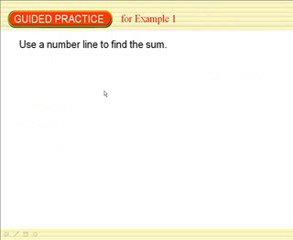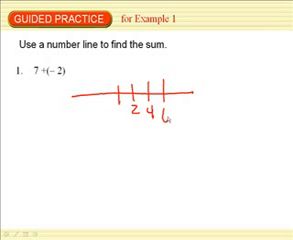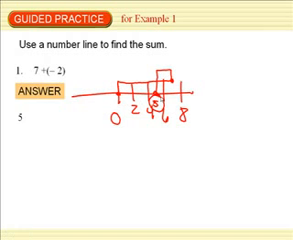Okay, so for our guided practice, using a number line to find the sum, if we know we got to go all the way to 7, let's go by 2s. 2, 4, 6, 8. So the first thing I'm going to do is go over to 7, which is right there. Then I'm going to go back 2, which is a little tough when I've numbered by 2s, which puts me at +5. So there's my number line to find the sum. The answer is 5.